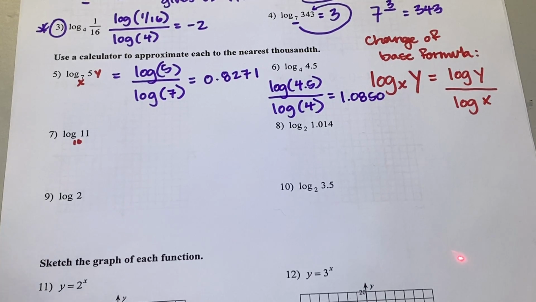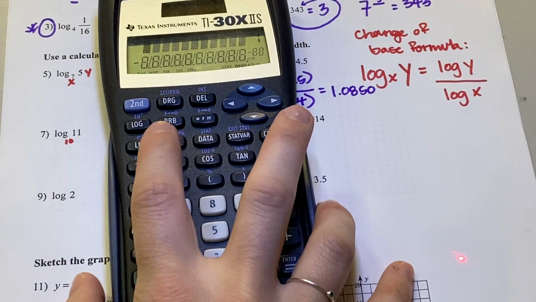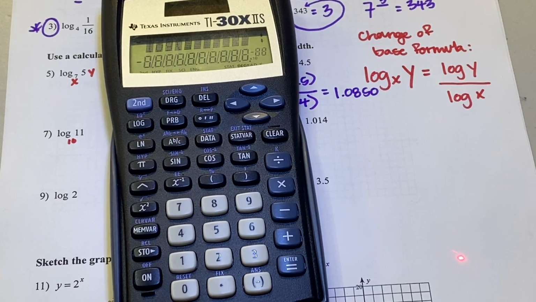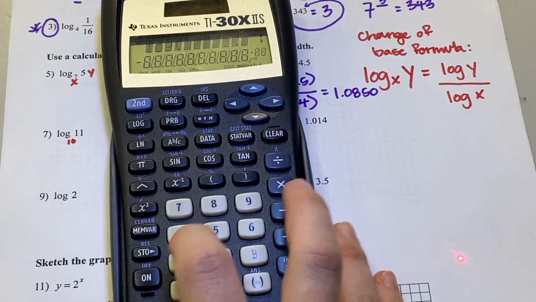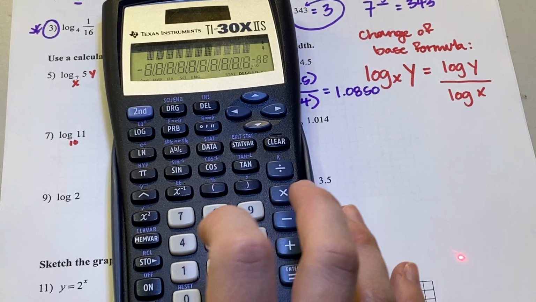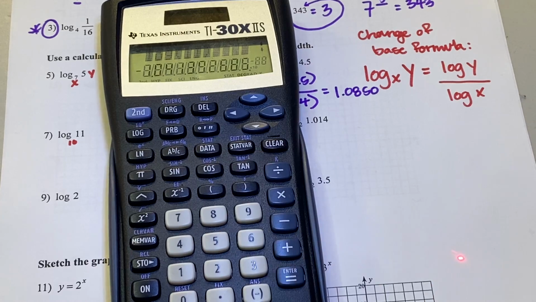So guess what? In your calculator, everybody look at your calculator. With our log button, does it let you choose a base? Or is it just log? It's just log. So guess what? That button in your calculator is log base 10. So we don't even need to do any division here. We can just simply type in log of 11. Enter. We didn't even have to divide by anything. It was just log of 11.